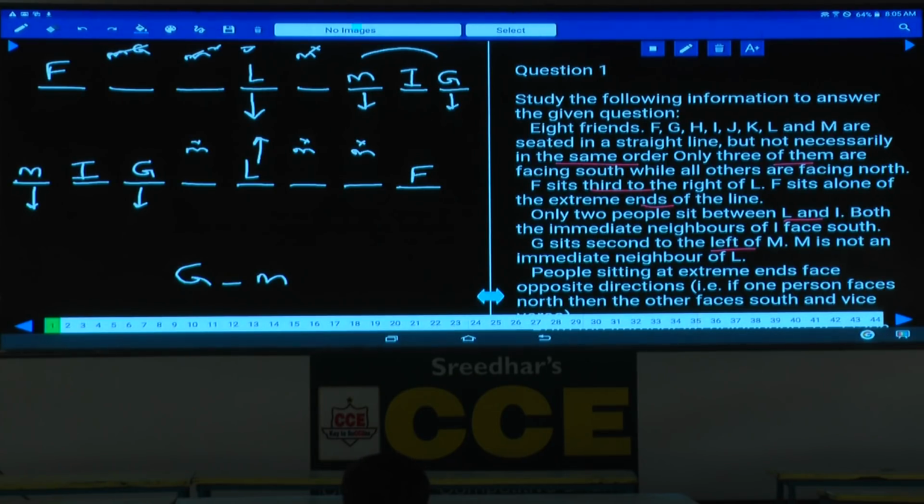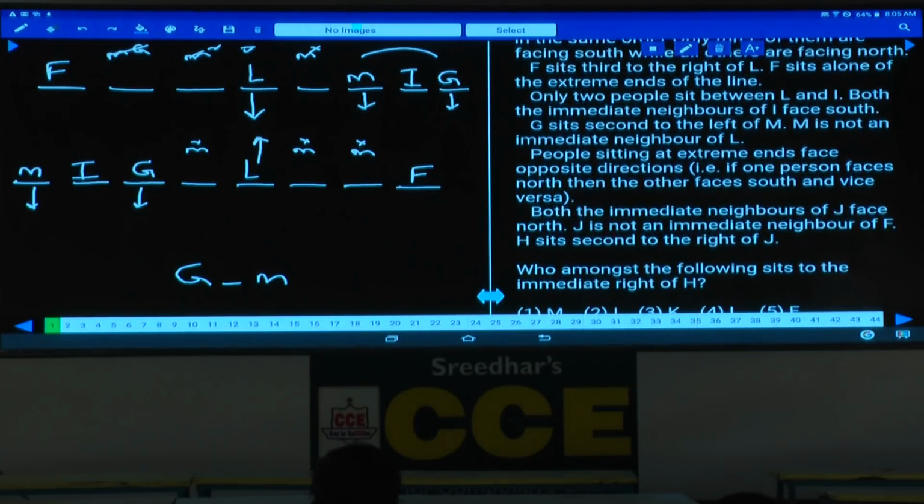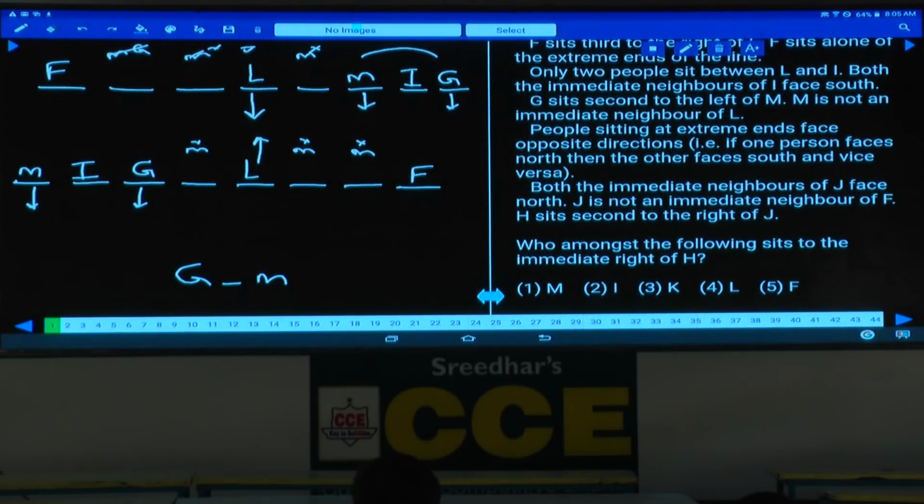M is not an immediate neighbor of L. The next one, people seated at the extreme ends face opposite directions. Now these extreme ends face opposite directions. In case 1, one of the persons at the extreme end is G. Now G is facing south. Now the other person who is at the other extreme must be facing towards north, that is F.